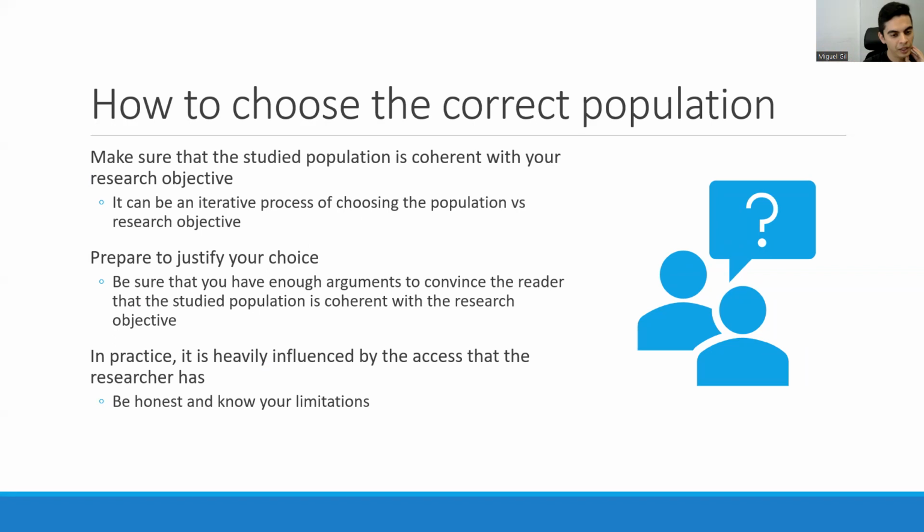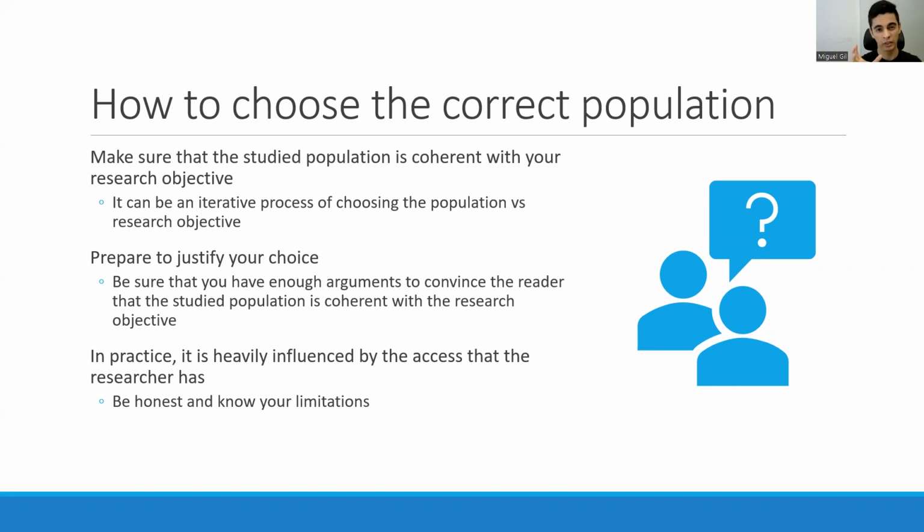And then this is something important: in practice, the correct population is heavily influenced not only by your research question, but also by practical limitations. So be honest about what you can achieve. Again, if you want to study every professional football player in the world, that's really challenging. So narrow your question, so you can make it coherent with the population that you are picking.